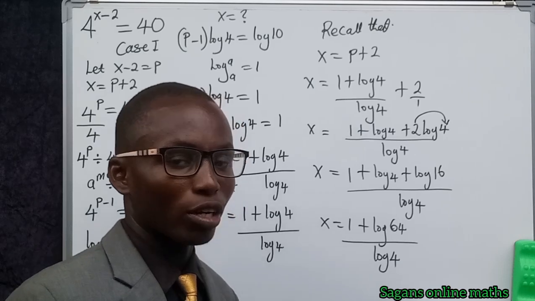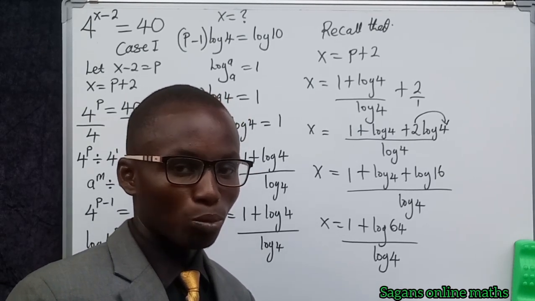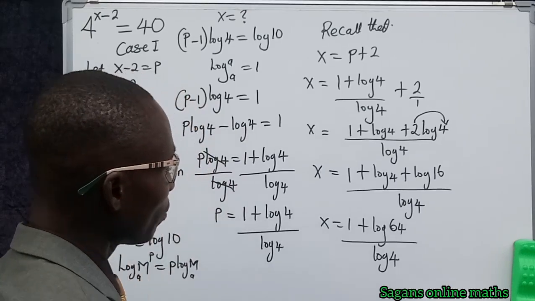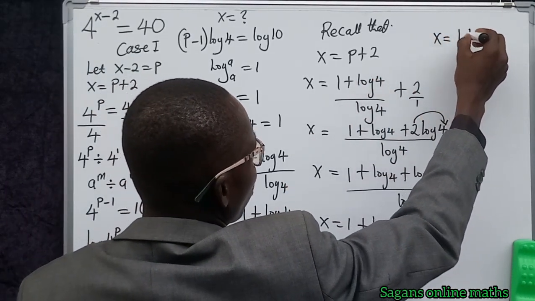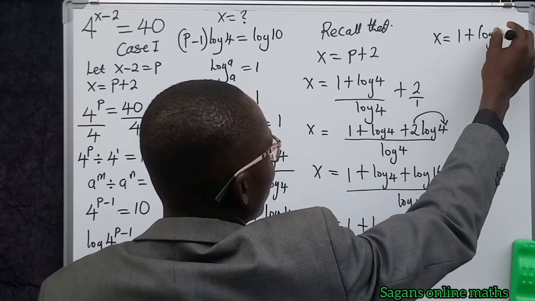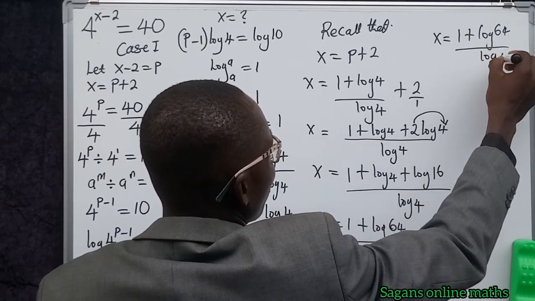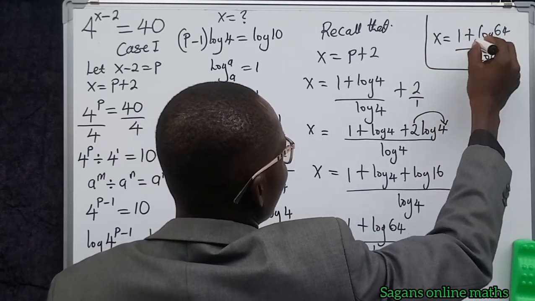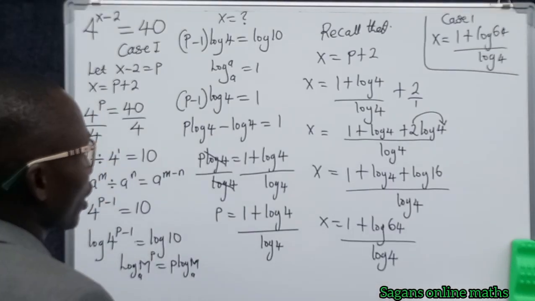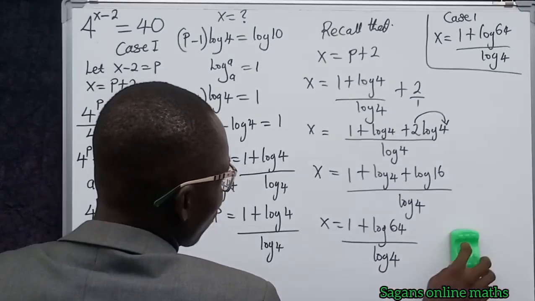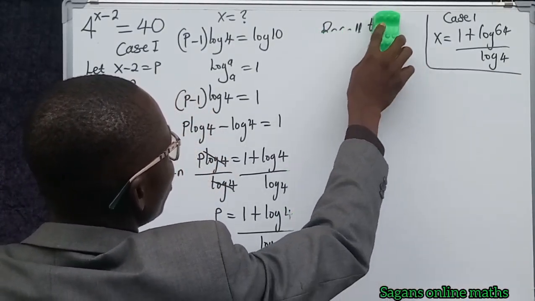Do you know that in case 2 we have another attractive and beautiful solution to this problem? Now we'll keep this answer aside, that s is equal to 1 plus log 64 divided by log 4. This is case 1. Now let's see our case 2. So let's remove this from here quickly and see what we can do to our case 2.